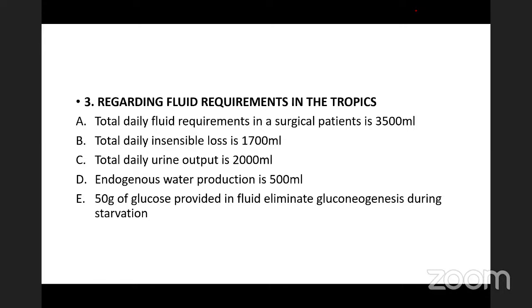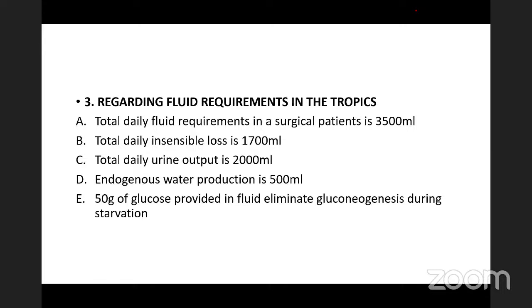Yes, so let's go back to this option. Total daily fluid requirement in a surgical patient is 3,500 mils. This is false because we say the total fluid requirement in the tropics is 3,000 mils. Total daily insensible loss is 1,700 mils. This is correct. Total daily urine output is 2,000 mils, okay?